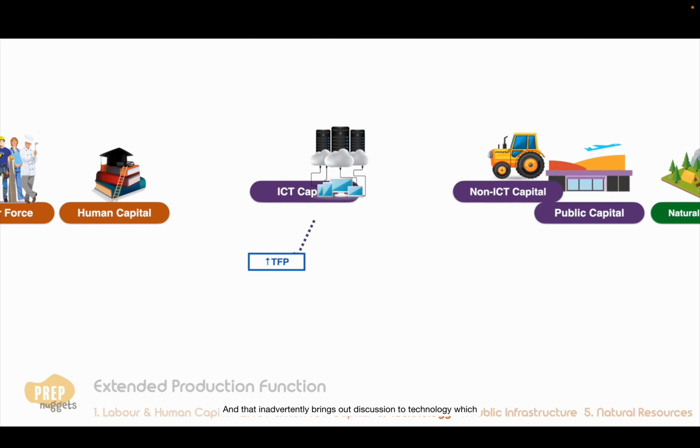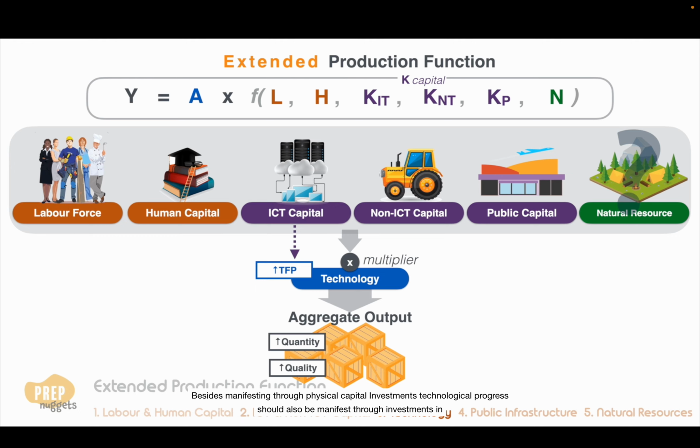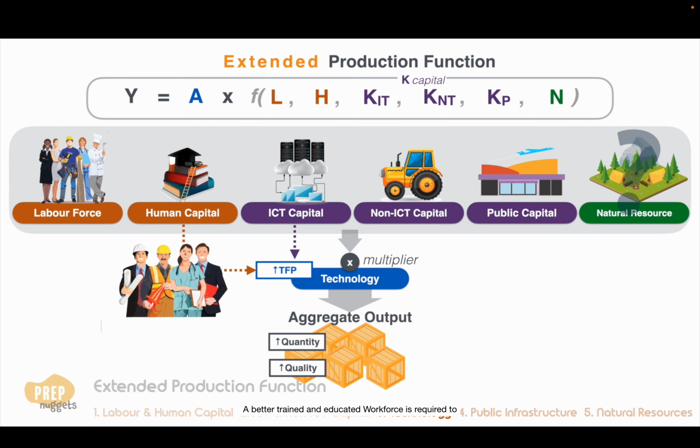And that inadvertently brings our discussion to technology, which by now you should be convinced is the most important factor affecting growth of per capita GDP. Technological progress is the multiplier that makes it possible to produce more in terms of quantity and quality with the same resources or inputs. Besides manifesting through physical capital investments, technological progress should also be manifest through investments in human capital. A better trained and educated workforce is required to produce, implement, and operate better technologies.